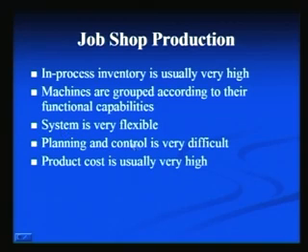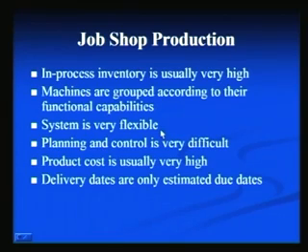So, that is why the product cost is usually very high. That is why you can see the cost of a ship or aircraft is very high, as an example. And delivery dates are only estimated due dates, because all the activities are a bit uncertain and the system is very flexible. So, the due dates cannot be confirmed due dates, they are just estimated due dates, and we try to fix a due date on the basis of our estimate that this work or this product can be delivered on such date. But it is a normal practice that some delays are always there.